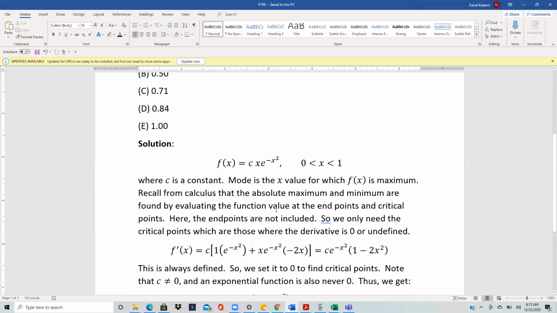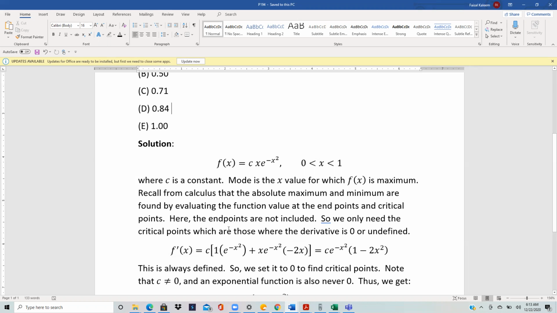So recall from calculus that the absolute max and min are found by evaluating the function value at the endpoints and at the critical points. Here the endpoints are not included because the inequalities are strict. So we only have to look at the critical points, and critical points are those where the derivative is 0 or undefined. So let's take the derivative.